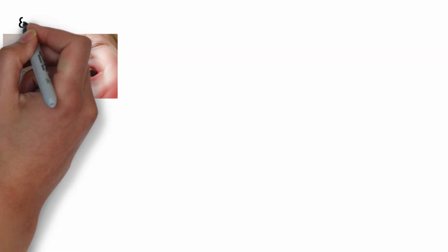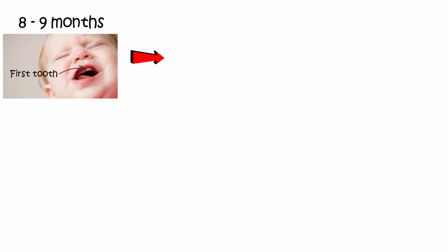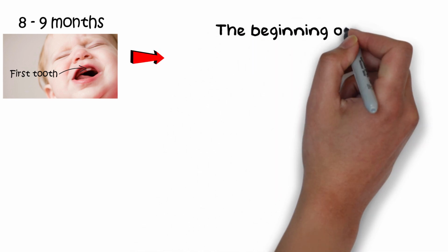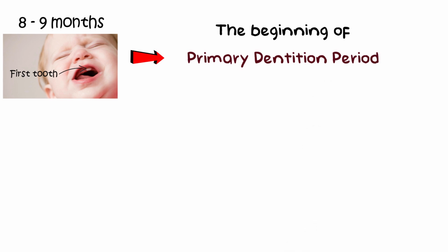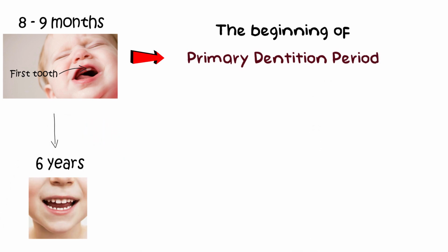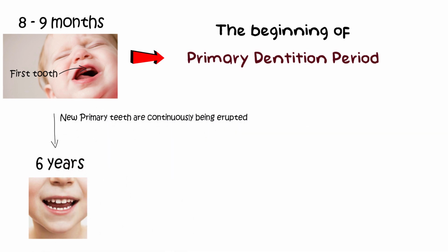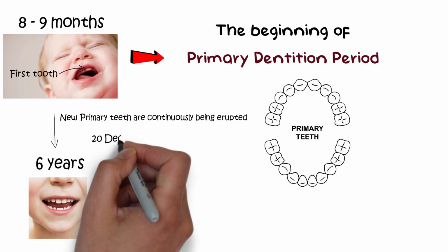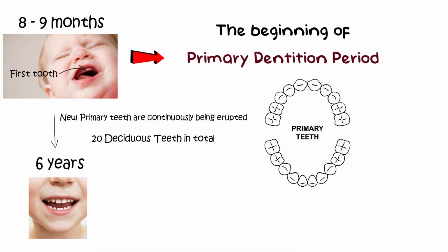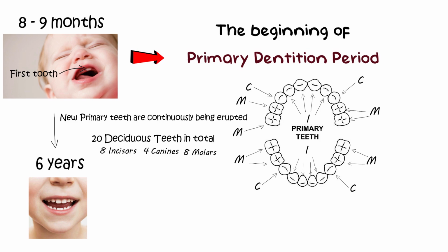So the first tooth that emerges into the oral cavity in a toddler is the primary lower central incisor at the age of around 8 to 9 months. This marks the beginning of the primary dentition or the primary dentition period, which continues until the child is 6 years old. During this period, new teeth are continuously being erupted into the oral cavity. The teeth that erupt during this period are called primary teeth or deciduous teeth. Humans have in total of 20 deciduous teeth, including 8 incisors, 4 canines, and 8 molars, but no premolars. There are no deciduous premolars and hence premolars are absent during deciduous dentition period.